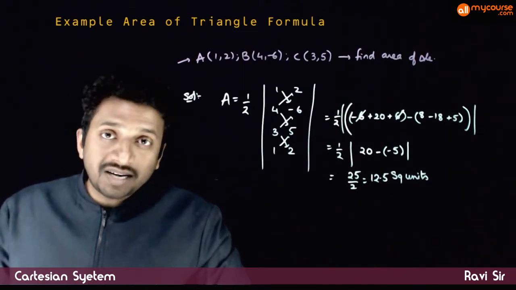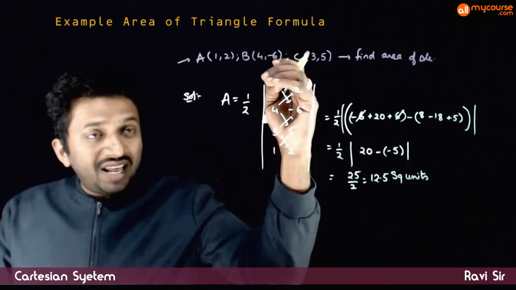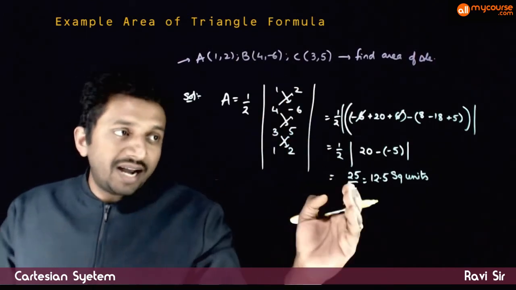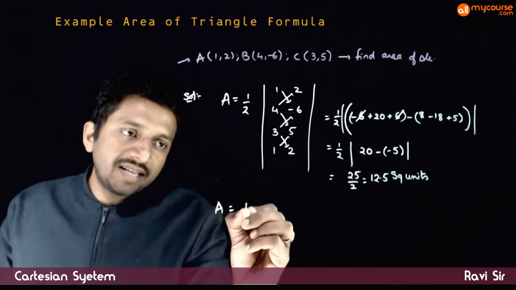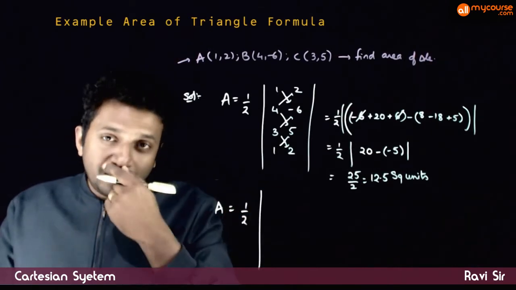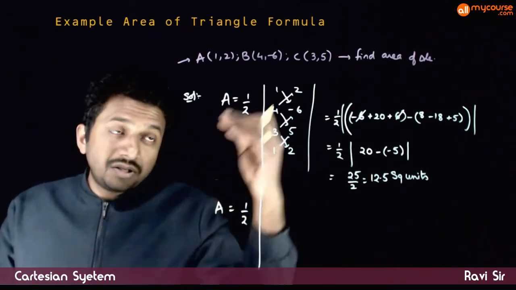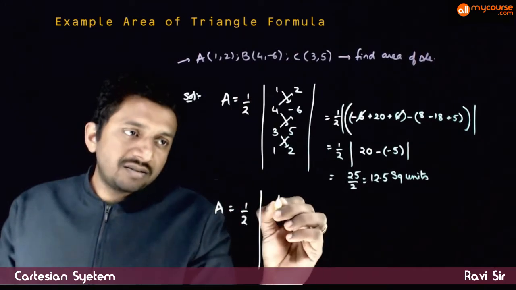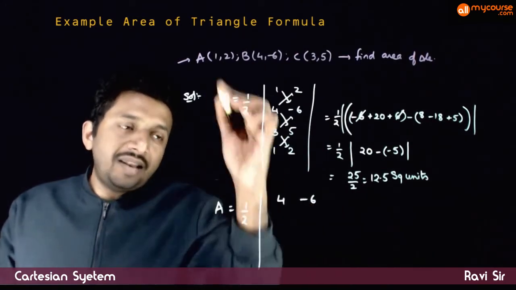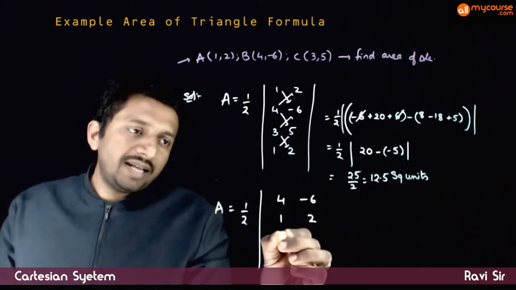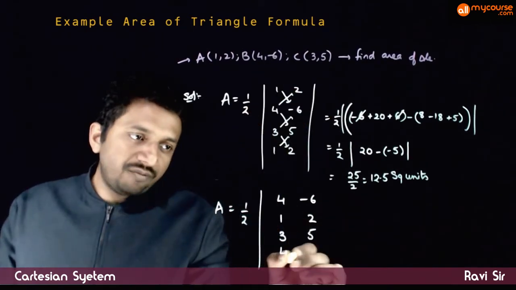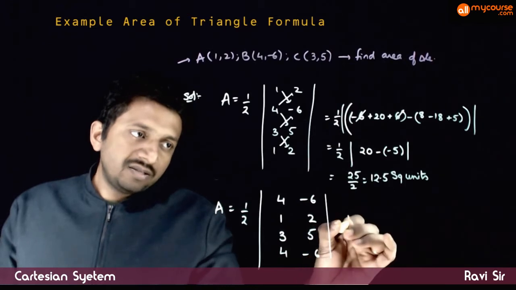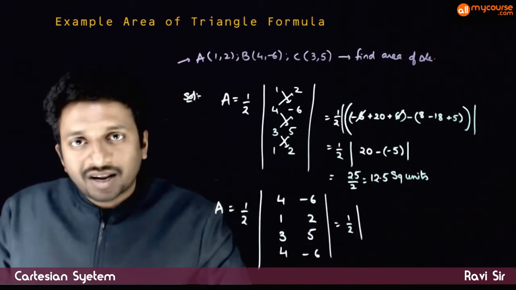So what you need to understand is, sometimes if you take another order, you might end up with another number. For example, if you take area as half times, and you change the order, so instead of this order, first you write 4, minus 6, next you write 1, 2, next you write 3, 5, and complete this with 4, minus 6. So let us see what number comes now.